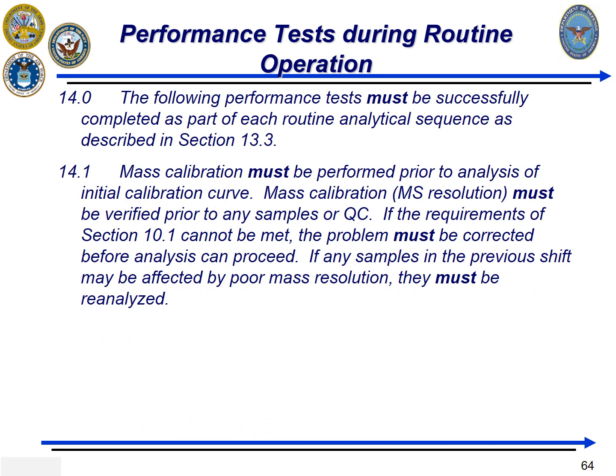And next, we move on to the performance tests during the routine operations that are required to be successfully completed with each routine analytical sequence. They include the mass calibration must be performed prior to the analysis of the initial calibration curve, and the mass calibration must be verified prior to the analysis of any QC samples. If the requirements of Section 10.1 cannot be met, the problem must be corrected before analysis can proceed. If any samples in the previous shift may have been affected by poor mass resolution, they must be reanalyzed.